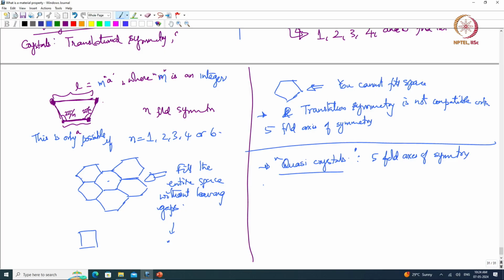Okay. But if you want complete periodicity and complete translational symmetry in all the 3 dimensions, you can only have 1 or 2 or 3 or 4 or 6 fold axis of symmetry. As a result, we just discussed that, right. So, in the rest of this course. Okay. Now, so rotation is one simple operation.